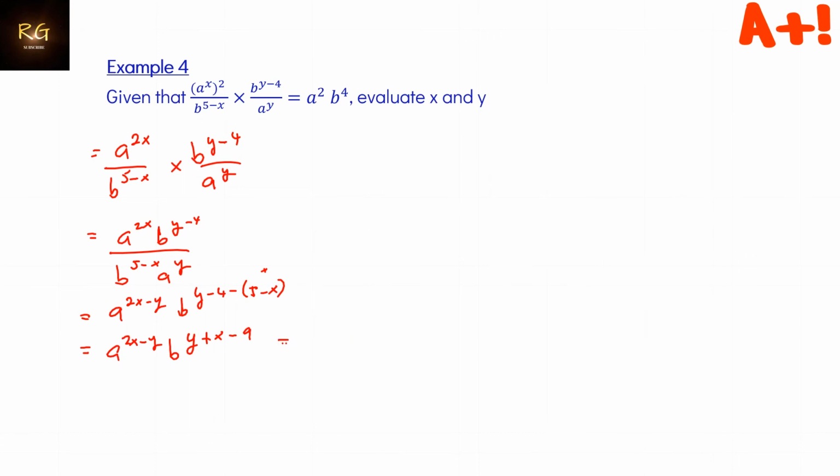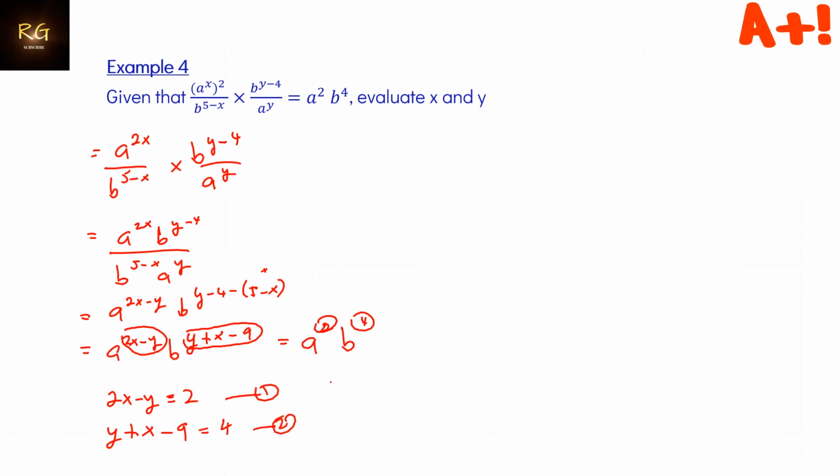So now we need to compare with a to the power of 2 and b to the power of 4. So this 2x minus y we can compare with 2, correct? With digit 2, because a and a the base is the same, and then we can just compare the powers to each other. So 2x minus y equals 2, the first equation. And for the second equation, we can just compare y plus x minus 9 with digit 4. So y plus x minus 9 equals 4. This is equation 2. So now we can solve by the simultaneous equation method.